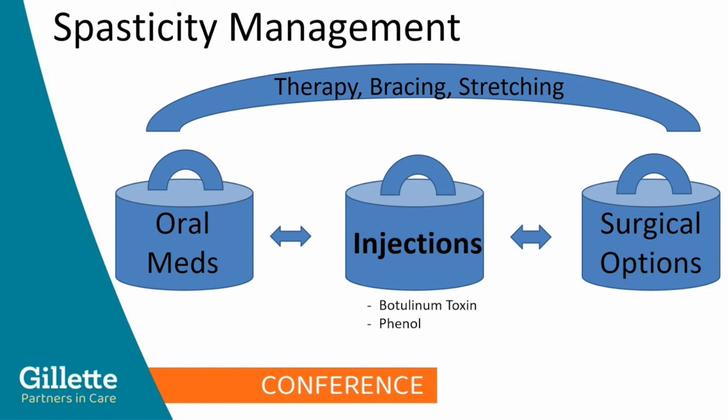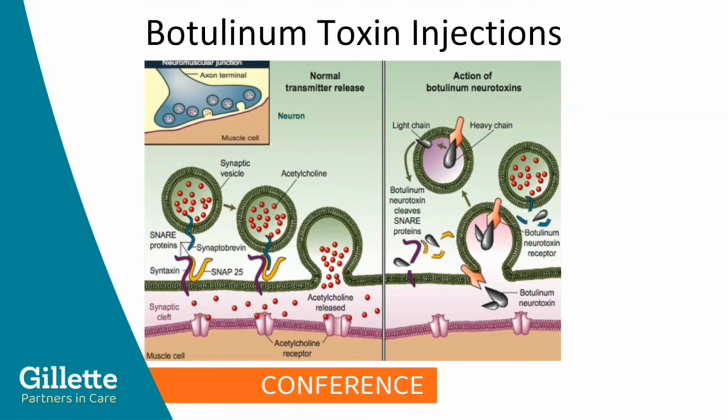And so then injections are next. So then thinking through injections, the 2 primary that we talk about are going to be botulinum toxin injections, and there are 4 different brands. So Botox is one of the brands, and botulinum toxin injections are commonly referred to as just Botox injections. The other 3 brands are going to be Dysport, Xeomin, and Myobloc, and the other injection option is Phenol.